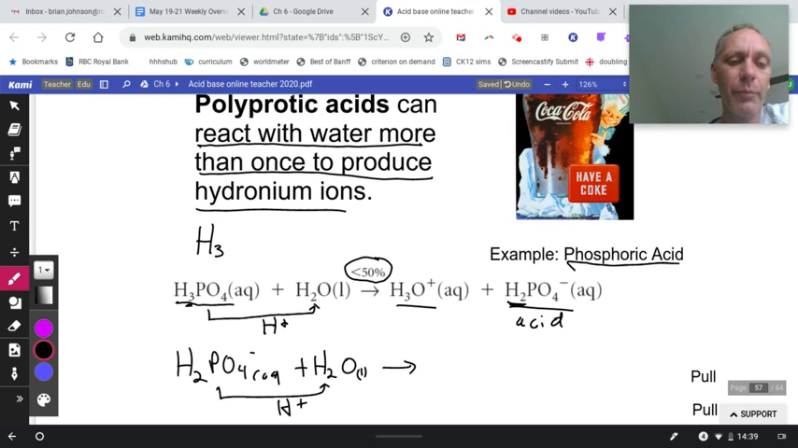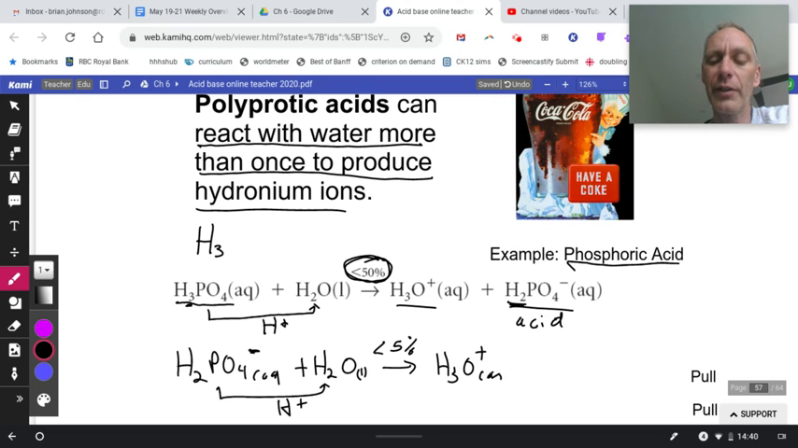So these are donating a proton. And if you think about it, this already has a minus charge. So how easily will it let go of an H plus if it's 1 minus? Not very easily. So the rule is if the first proton is less than 50%, the next one is less than 5%. So very few of these H2PO4 minuses will donate their protons to make hydronium. So we get really a very small amount of hydronium ions on that second proton donation.